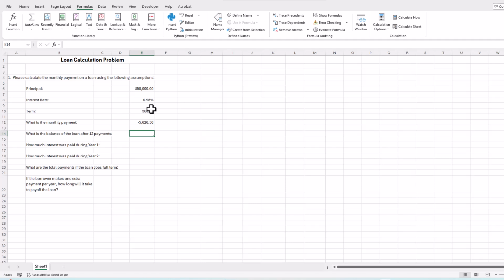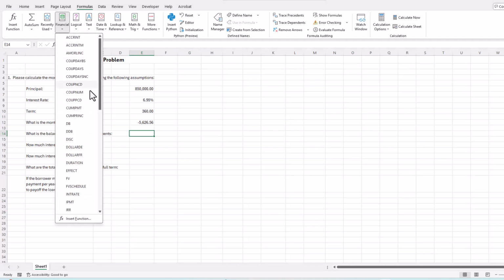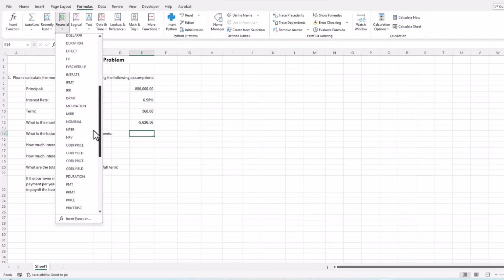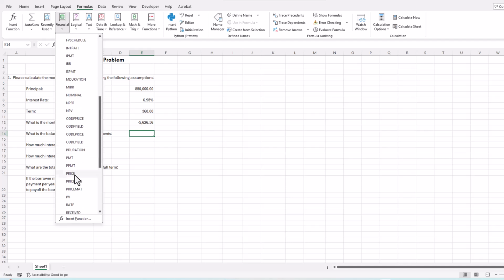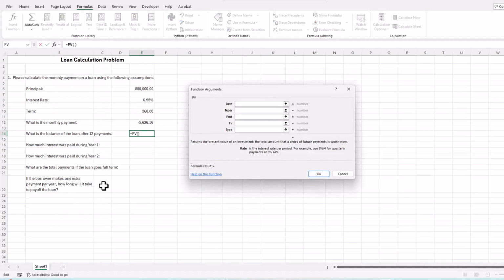Well, there's a special formula for calculating the balance after any given period of time, and that is the present value formula. And I'll go ahead and show you that right now. Present value right here. Now, when calculating the balance of the loan, it is always equal to the present value of the remaining payments. So in this instance, after 12 payments, how do I do that?